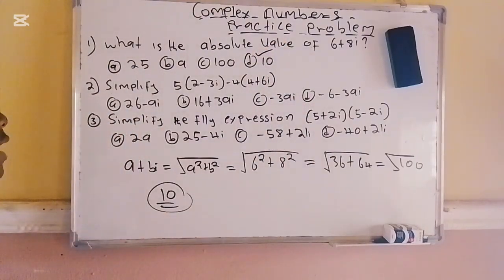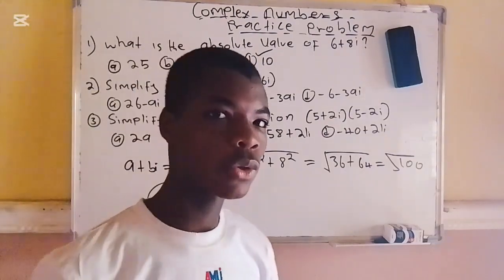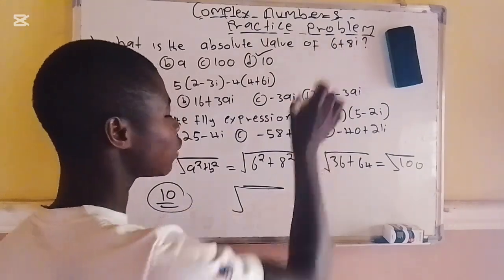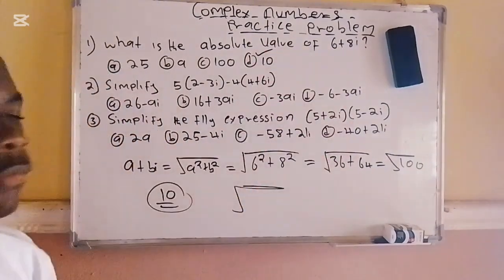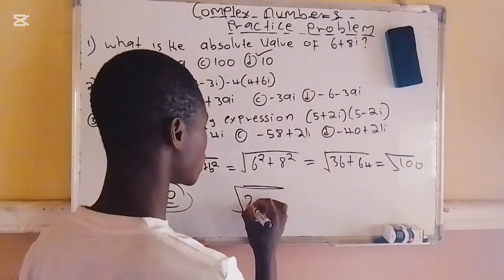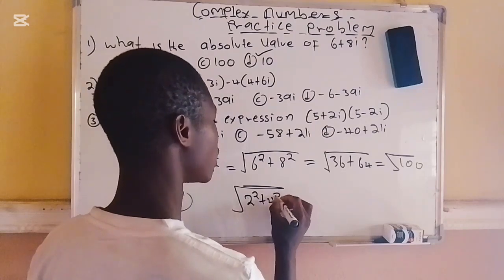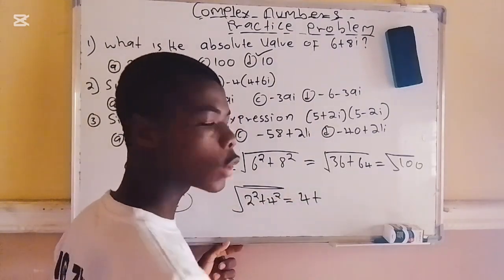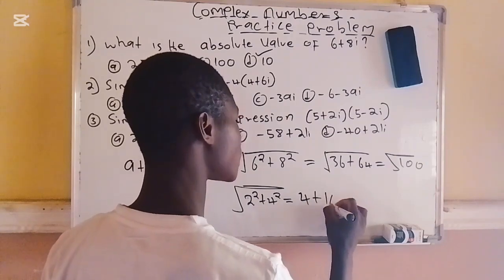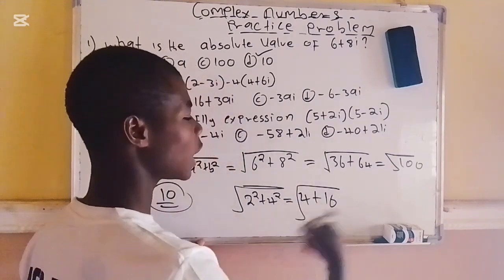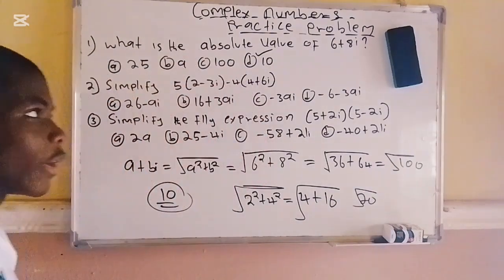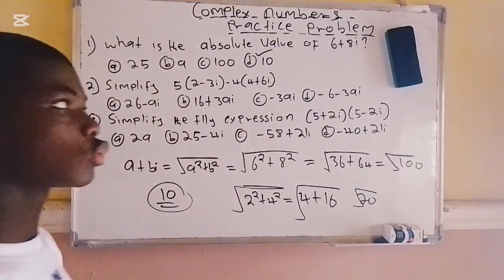So let's see the second question. But for the first question, if we are asked to find the absolute value, we are just going to take the square root of the values that we are given. First we are given 2 and 4. So we say 2 squared plus 4 squared. 2 squared is 4, and 4 squared is 16. If you add them, you get 20. So the square root of 20 is the absolute value.